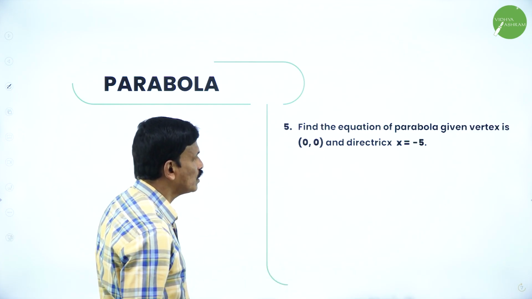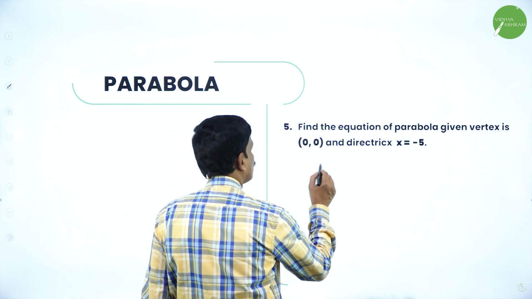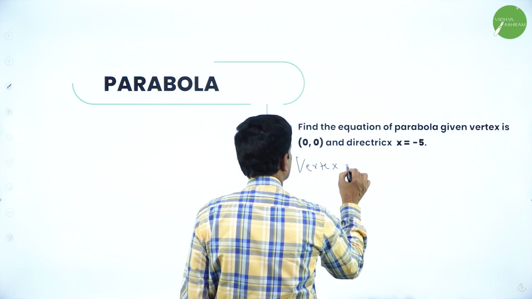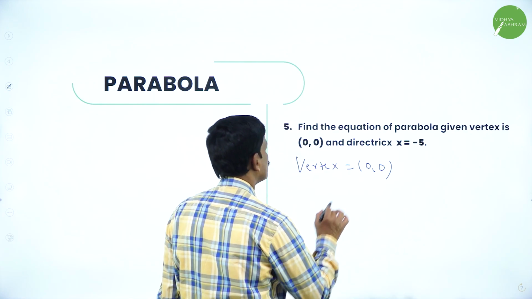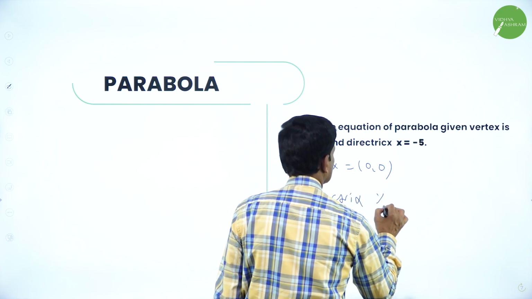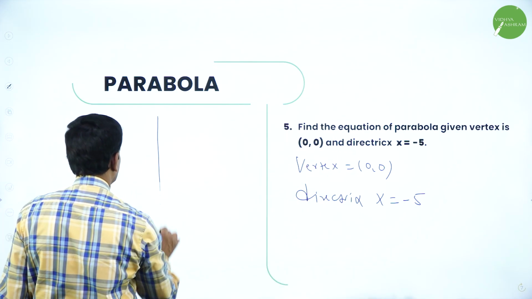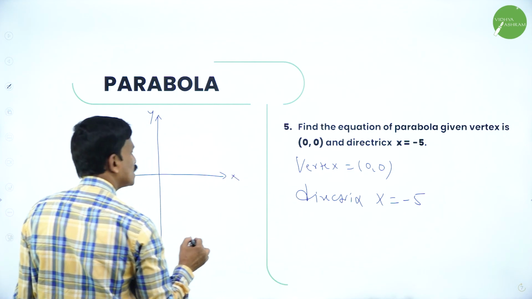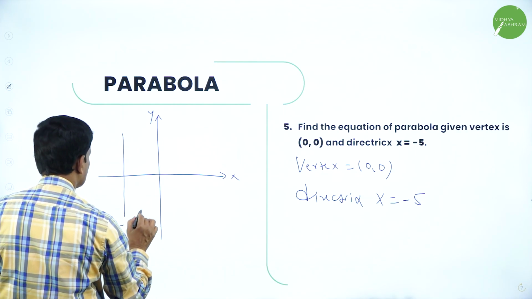Find the equation of the parabola given that the vertex is (0, 0) and the directrix is x = minus 5. So we have to form the equation of a parabola given the vertex is the origin (0, 0). Now what is given, the directrix? Here this is the parabola, x-axis, y-axis. So x is equal to minus 5 means this is x is equal to minus 5. Here is the directrix, x is equal to minus 5.